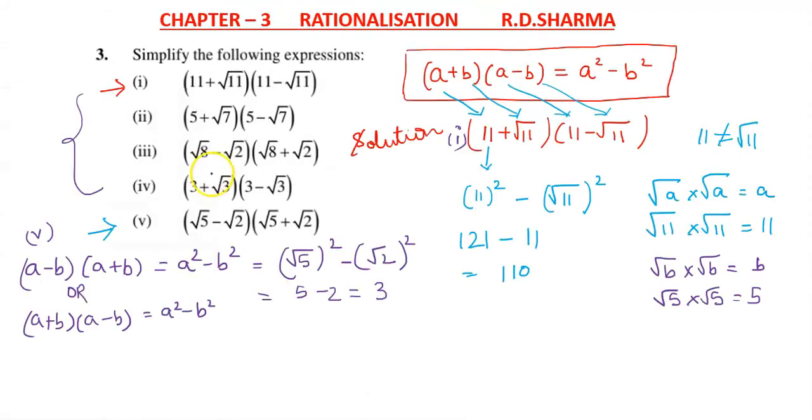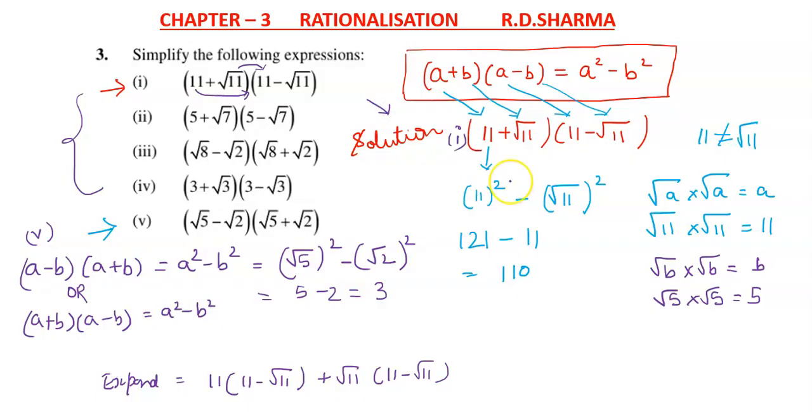So we already solved using this formula, a plus b into a minus b. What I can do, I can expand the bracket also. See this? Expand. So the steps are more. So you can solve this 11 multiplied by 11 minus root 11, plus root 11 multiplied by 11 minus root 11. So the only thing is, first this 11 is multiplied by this whole bracket, then this root 11 is multiplied by this whole bracket. I will suggest that you do by the method which I have already explained using the algebraic formulas. This method is also correct. The only thing is it is lengthy and chances of error are more.